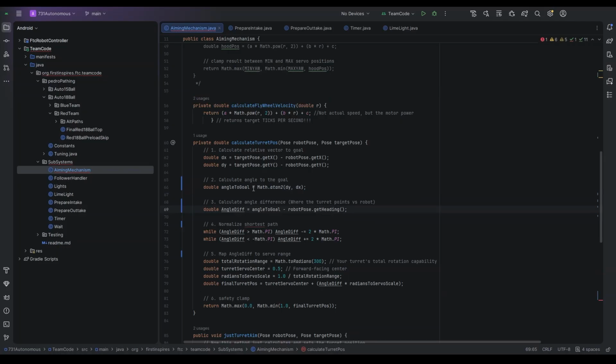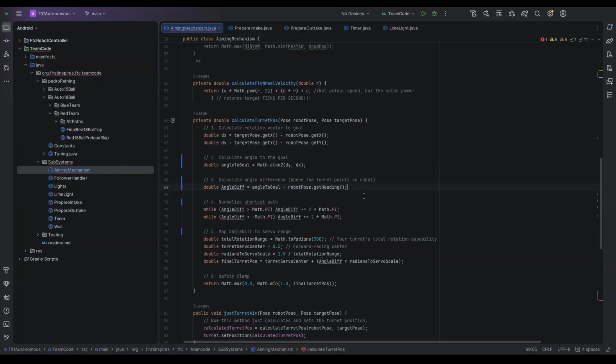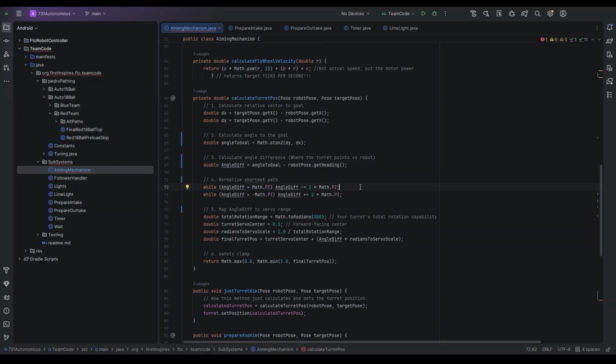Now, once you have the angle to the goal, we need to calculate the angle difference, so we know where the turret points versus the robot. Because your robot can be at a certain angle, let's say 45 degrees, and then your turret can be at a slightly, extraordinarily different angle, right? Because when your robot moves at an angle, your turret also moves at that same angle, so you need to compensate for that. So you just take the angle to the goal and subtract it from the heading of your robot pose to normalize it. And then we normalize it even further to make it more simplified.